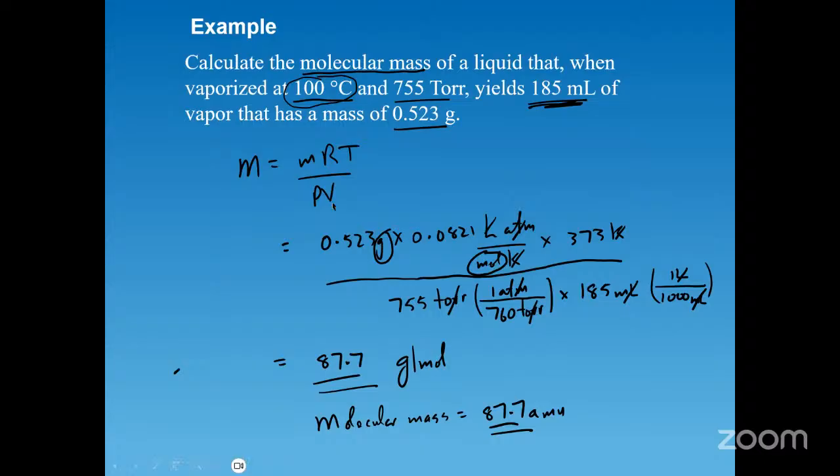And then finally, we multiply by the volume, but they gave us the volume in milliliters, right? So we have to convert that to liters. That's what I was doing right here. 185 mL, we multiply by 1 liter over 1,000 mL, and that converts your volume unit from milliliters to liters. And then you do your number crunching, and according to my calculation, the answer is 87.7 grams per mole. So therefore, the molecular mass will be 87.7 AMU, all right?